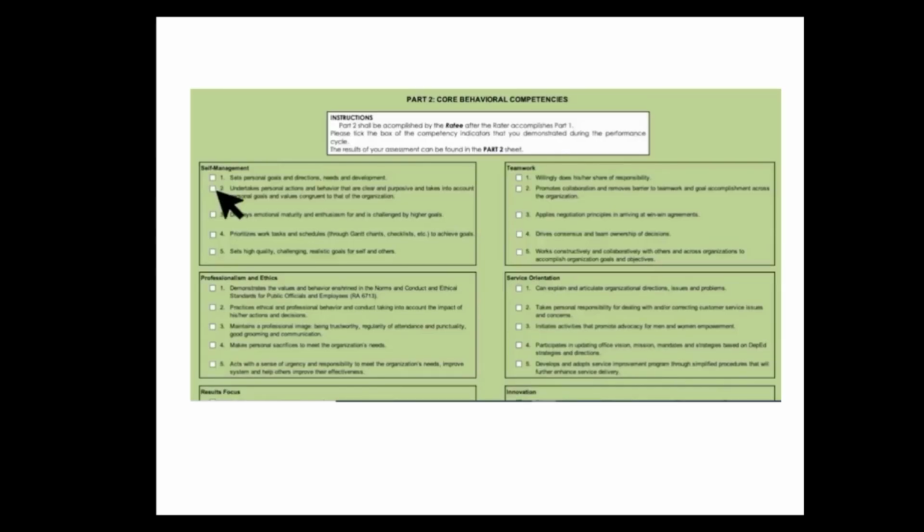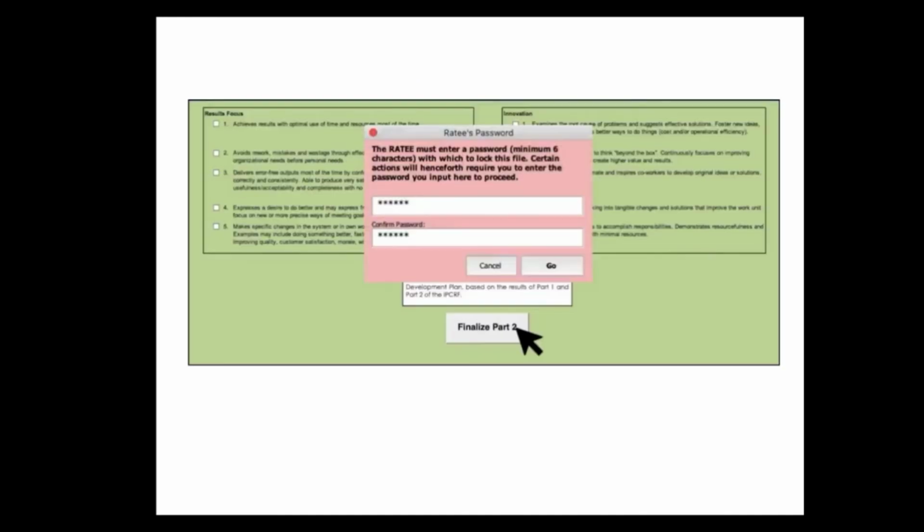Okay, ang kailangan lang gawin ni ratee, part 2 is core behavioral competencies which is just below the part 1. Scroll down nyo lang yon ng part 1 and then makikita natin ang part 2. The ratee will tick on the box on the different competency indicators which they think they embodied or they project during the performance cycle. Okay, they have to tick on the box which contains different competency indicators na demonstrate nila on the performance cycle. After doing that, you are now ready to finalize part 2.